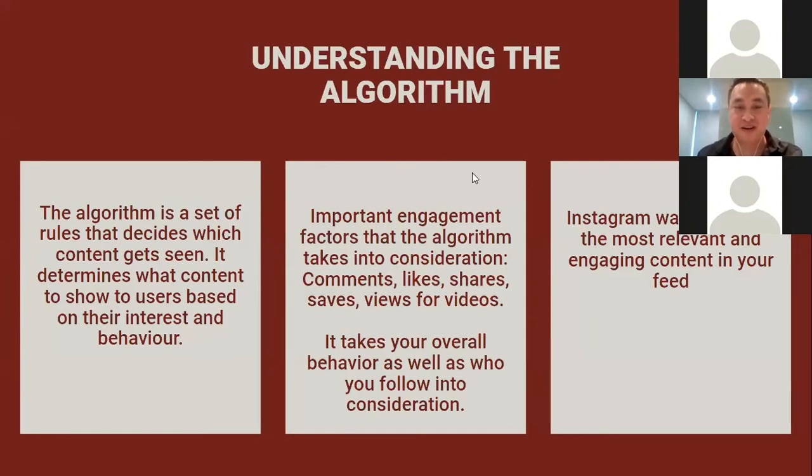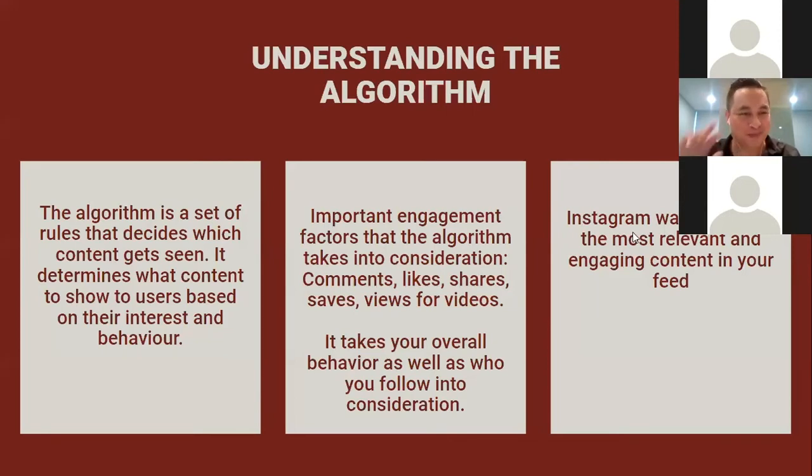Now in the middle here, important engagement factors that the algorithm takes into consideration. Whenever you comment on something, or when you like or share a piece of content, or when you save, or when you watch a video, that is an indicator to the algorithm of your particular behavior, right? It will take all these little engagement points into account, and then Instagram will serve you content that's most relevant to your interests. It takes your overall behavior into consideration, and it will also take into consideration who you follow. So if you follow a lot of bakery accounts, you probably will notice a lot of bakery type products in your feed.